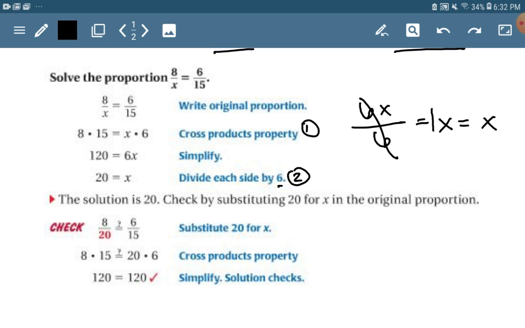Again, at the bottom there, we can check our solution here in red by plugging in our number of 20 for x. Then we check our cross products. 8 times 15 is 120, and 20 times 6 is 120. Since I get the same number for my cross products, I know that I did it correctly.